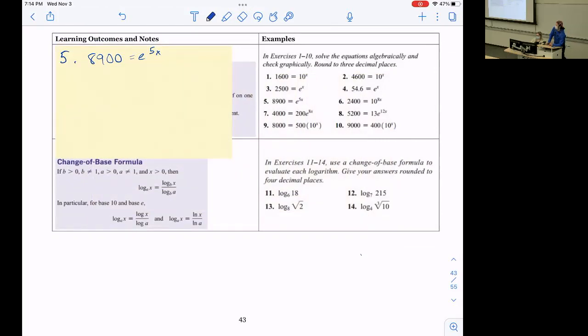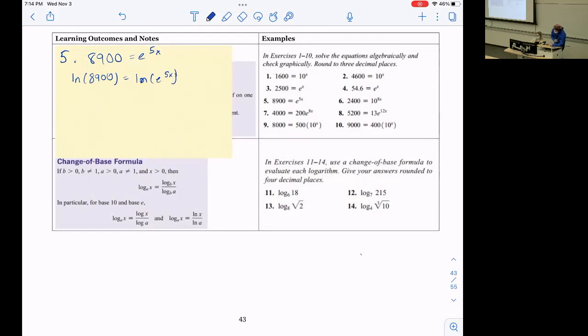5 says 8,900 is equal to e to the 5x. So on a lot of these, we're going to use our calculator to help us solve, especially when we need to take logarithms. So to get our x out of the exponent, we can always use the natural log. So if we took the natural log of both sides, we'd have ln of 8,900 is equal to ln of e to the 5x.